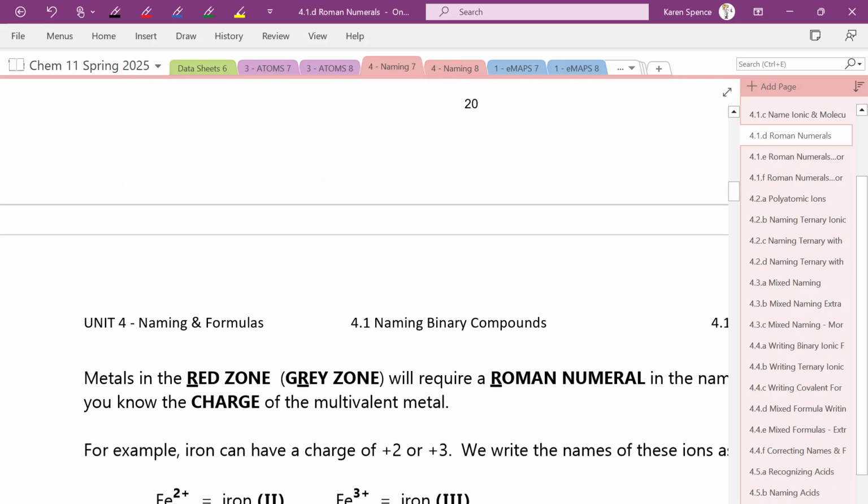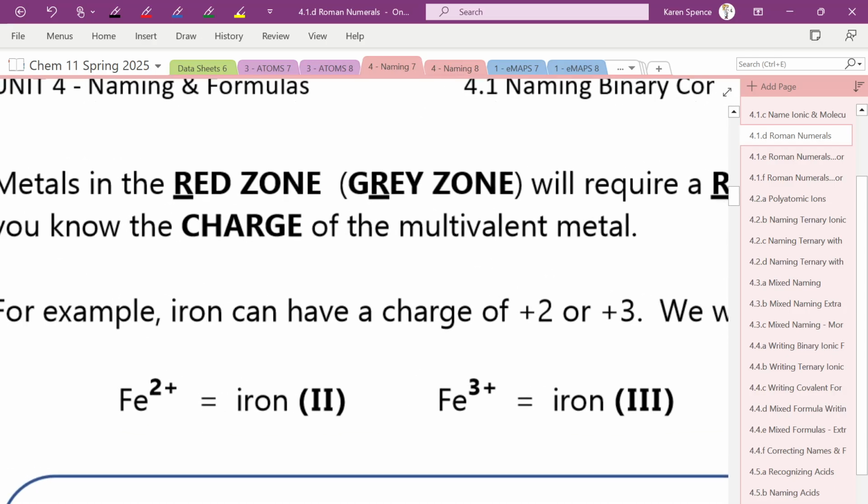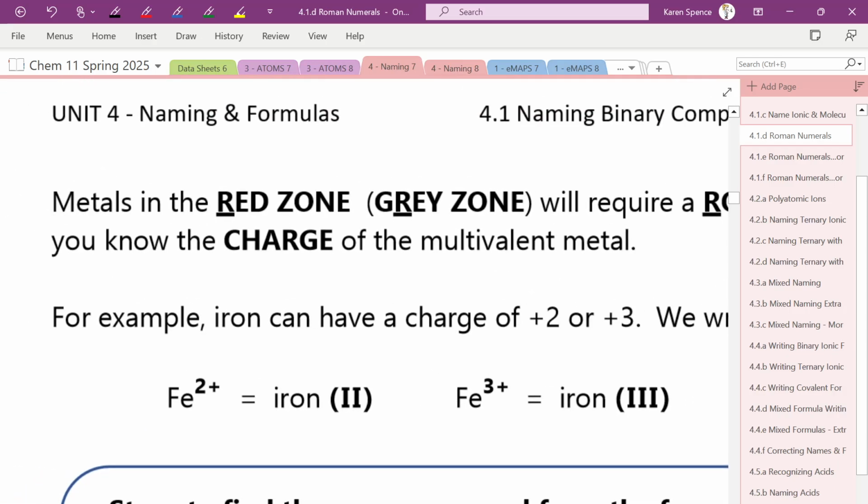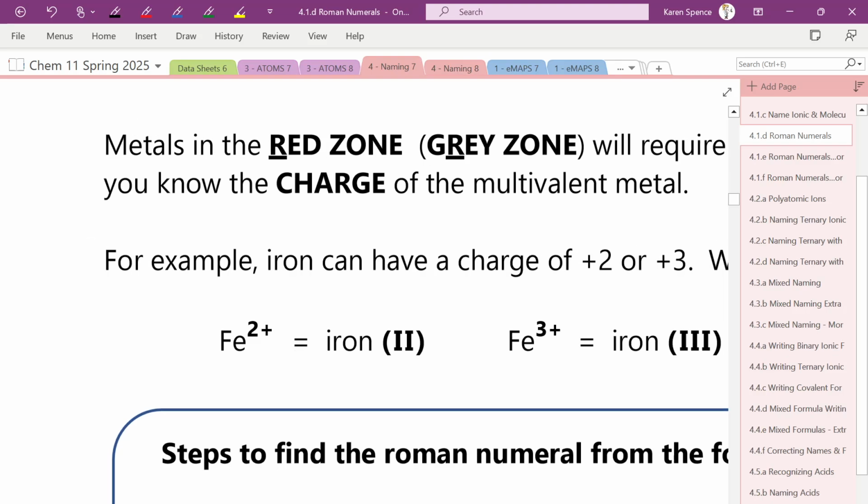So how do we do that? Well, first of all, we need to know how to represent it. So if we have iron with a 2+ charge, we write that as iron, Roman numeral 2. If we have iron with a 3+ charge, we're now on the next page, page 21, we are now iron, Roman numeral 3.